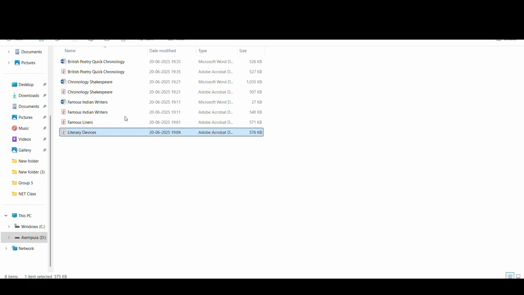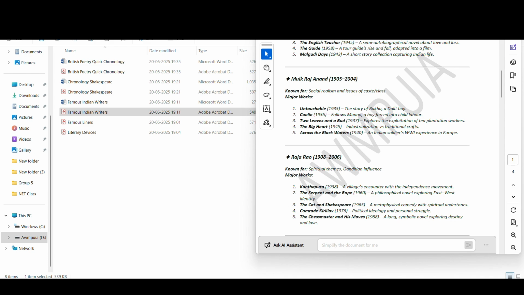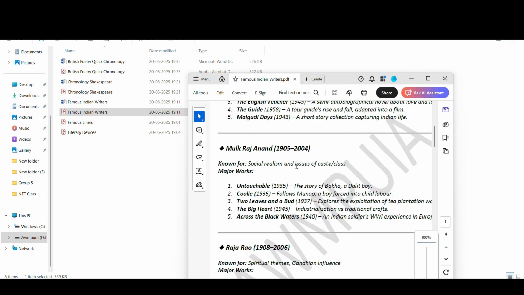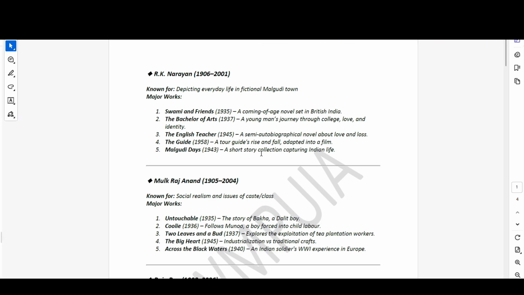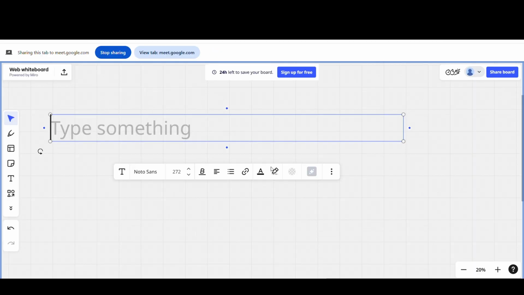Next will be famous Indian writers. It's a very important topic, because as I've said, books and authors are so important. Let's write famous Indian writers.